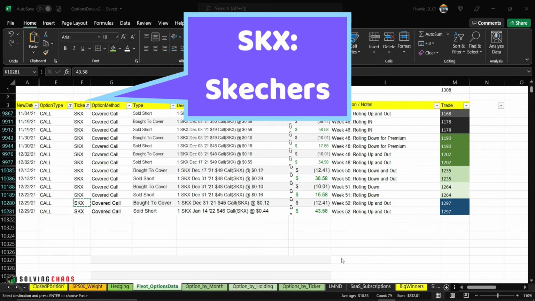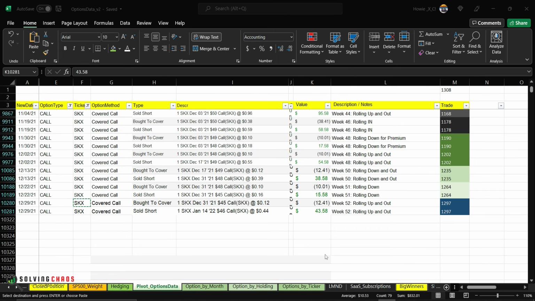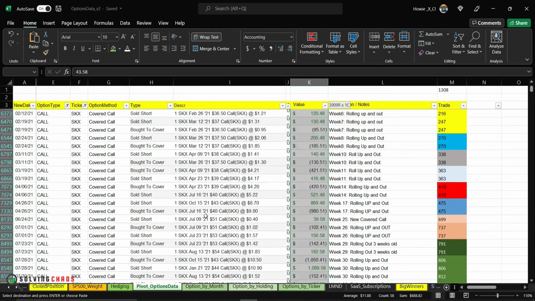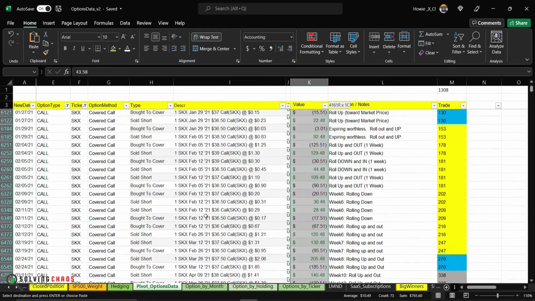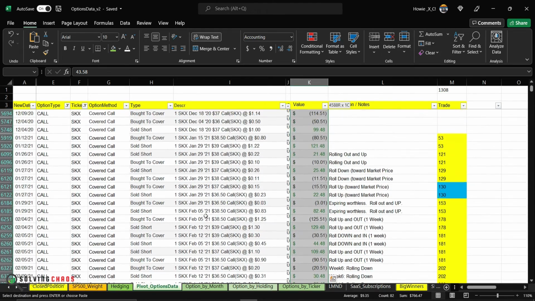Let's look at another stock. I add a filter on Skechers. Skechers is obviously not as popular as Nike, but I do have 100 shares. I write a covered call on it, and you see again, you're collecting small premiums. And if I just scroll up real quick, I collected, let's just scroll up a little bit more.